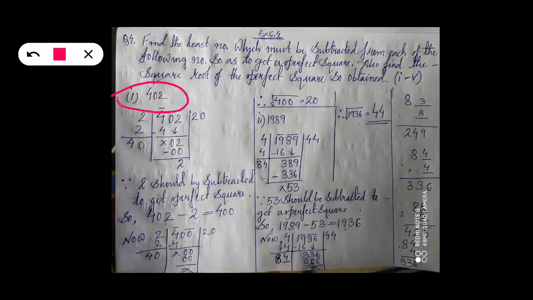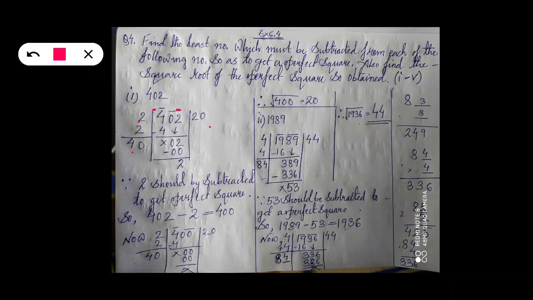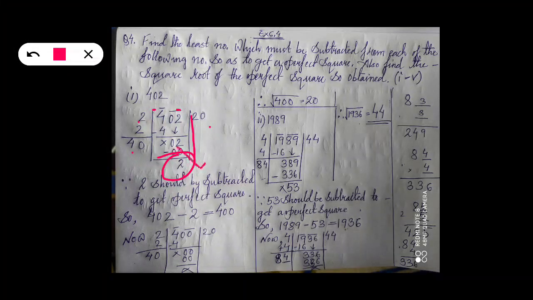Okay, Roman number 1, 402. We'll do as usual. We'll take out the square root by division method. I will not explain this division method again because we have already discussed. After doing this division, you get remainder 2. See, is there anything to come down here at the back of this number? No. So after subtraction, you get 2.